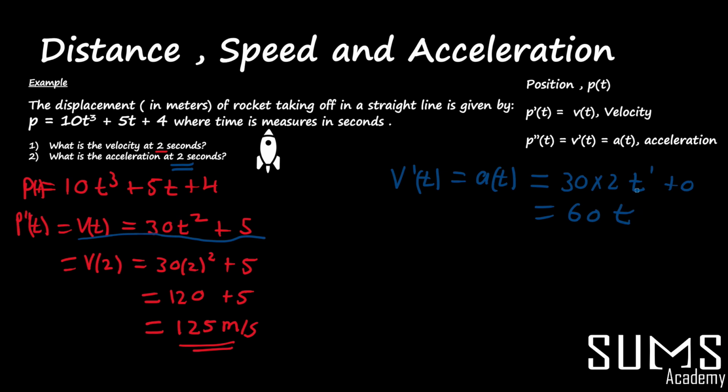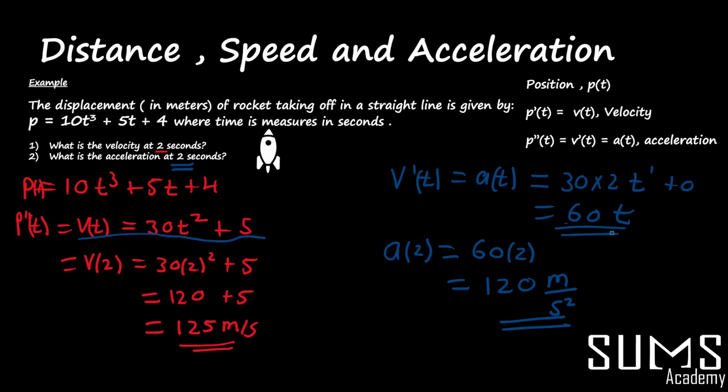Then we can just sub in our value at 2 seconds. So we can say a of 2 is equal to 60 times 2, which is equal to 120. And it's acceleration, so it's meters per second squared. So there we have it. We have an expression for the velocity. We also have an expression for the acceleration. And then we've also evaluated them both after 2 seconds.